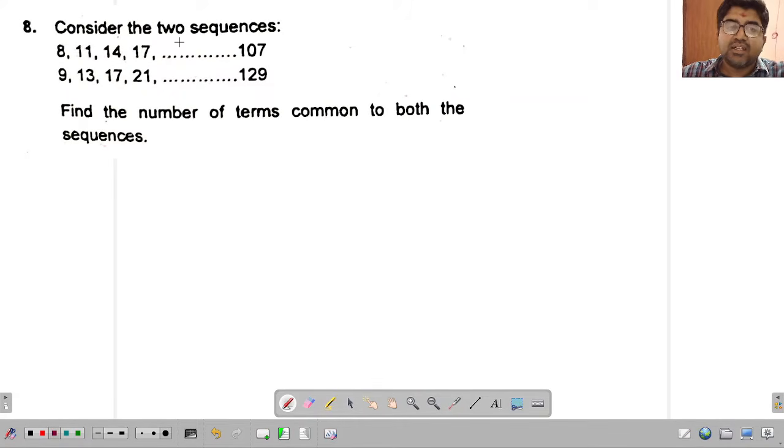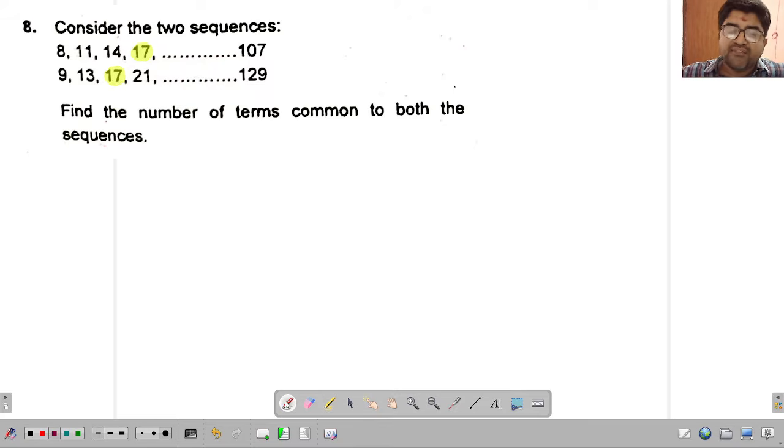Consider the two sequences: 8, 11, 14, 17, etc. up to 107, and 9, 13, 17, 21, etc. up to 129. When you observe these two sequences, they are asking you to find the number of terms which are common to both these sequences. So here, when you look at the given sequences, you can see 17 is common to the first sequence as well as the second sequence, right?